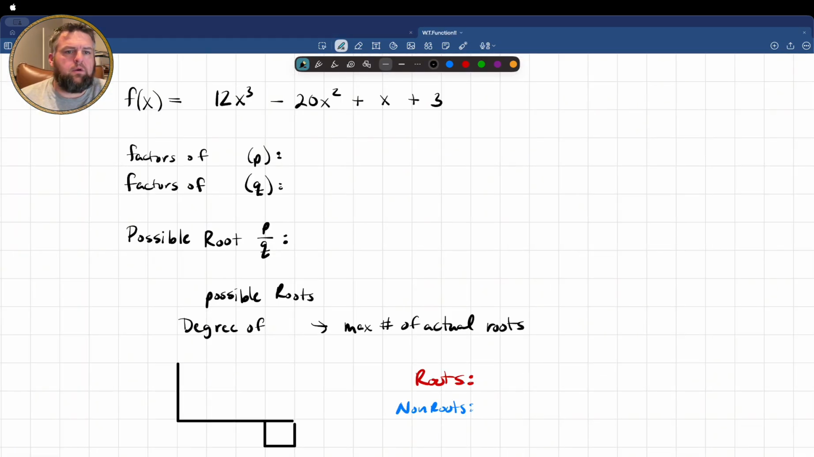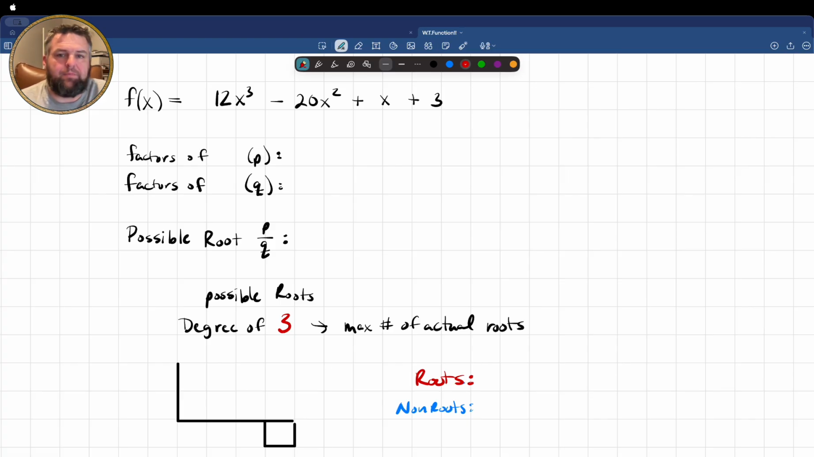So we're going to look at this example of applying synthetic division after we determine all of the possible roots for this function, 12x cubed minus 20x squared plus x plus 3. So this is a cubic function, so it has a degree of 3. So that is the maximum number of actual roots that we are going to find, not possible.